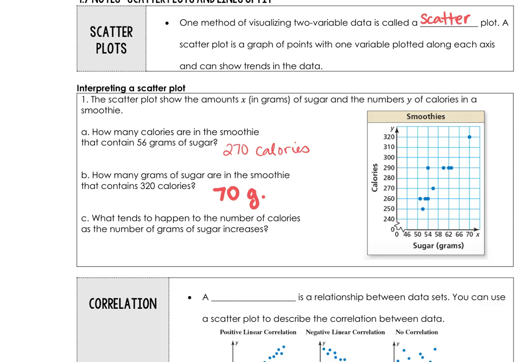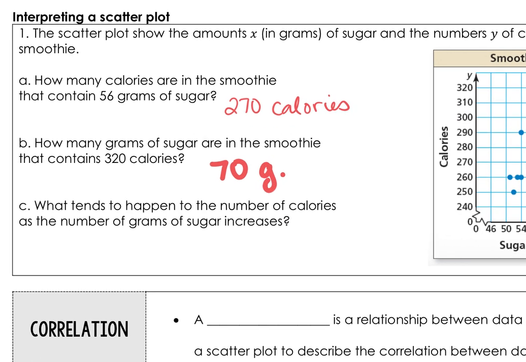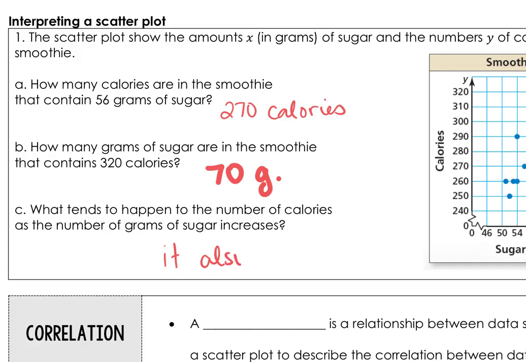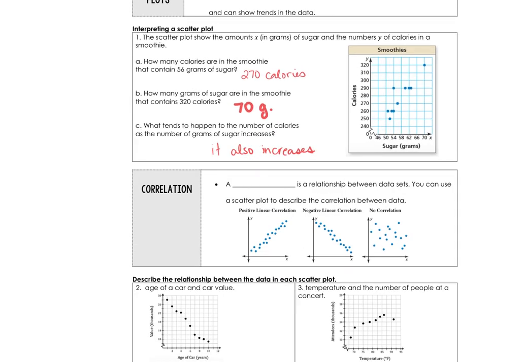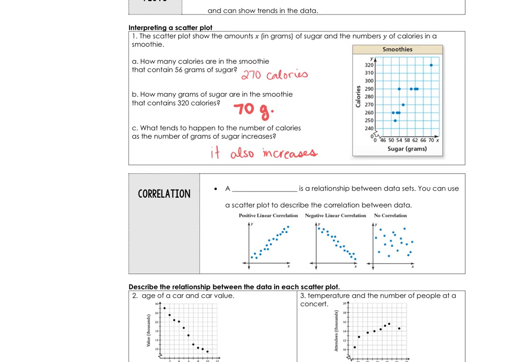And then C asks us about this trend that we see in our scatter plot. What tends to happen to the number of calories as the number of grams of sugar increases? So what do we see? What kind of trend do we see with this scatter plot as we're increasing the amount of sugar in our smoothie? What's happening to the amount of calories? It increases. Very good. So that's pretty easy. We can look at a scatter plot, we can find a point, and we can interpret what that point means in terms of the data that we're talking about, okay?